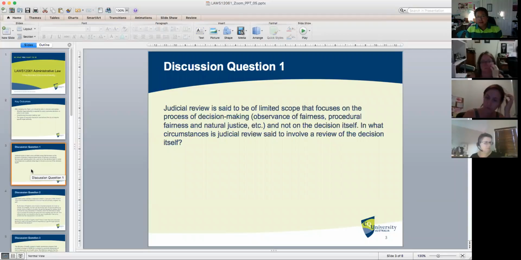Now, let's begin with a backgrounder, a kind of fundamental question about administrative law and as to the scope of judicial review. And the question goes this way: judicial review is said to be of limited scope that focuses on the process of decision-making, such as the observance of procedural fairness and natural justice, and does not really examine the decision itself. In what circumstances is judicial review said to involve a review of the decision itself? So the substantive aspect of the decision. Any volunteers? Any attempt to answer that question?